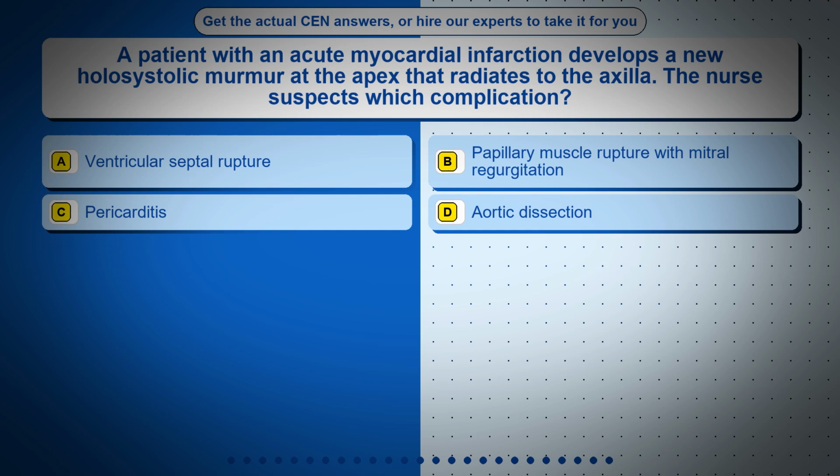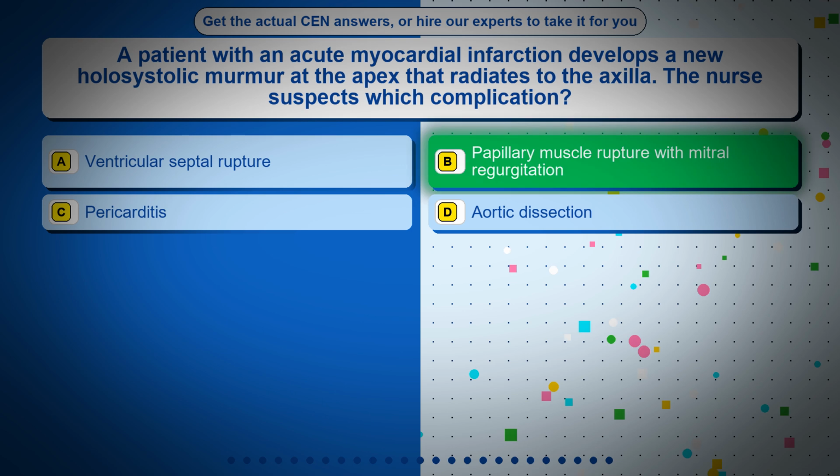Question 25. A patient with an acute myocardial infarction develops a new holosystolic murmur at the apex that radiates to the axilla. The nurse suspects which complication? Option A, ventricular septal rupture. Option B, papillary muscle rupture with mitral regurgitation. Option C, pericarditis. Option D, aortic dissection. The correct answer is option B, papillary muscle rupture with mitral regurgitation.